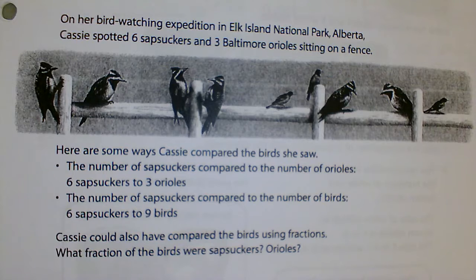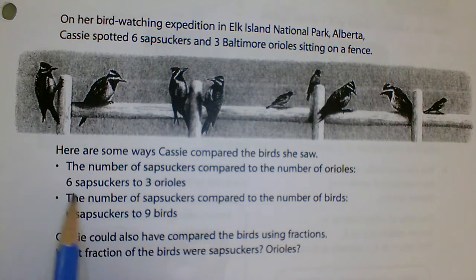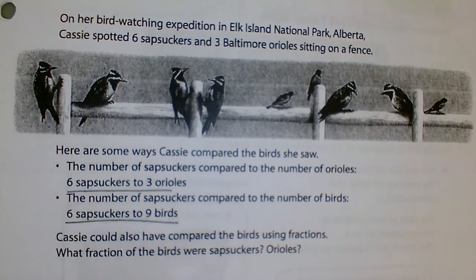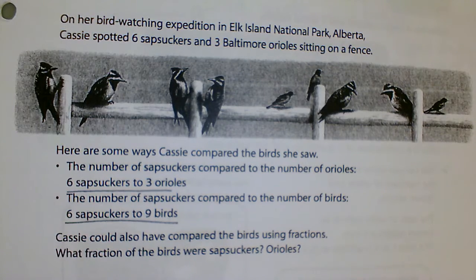Here are some ways that Casey compared the birds that she saw. The number of sapsuckers compared to the number of Orioles: 6 sapsuckers to 3 Orioles. The number of sapsuckers compared to the number of birds: so 6 sapsuckers to 9 birds. Casey would have also compared the birds using fractions. What fraction of birds are sapsuckers?